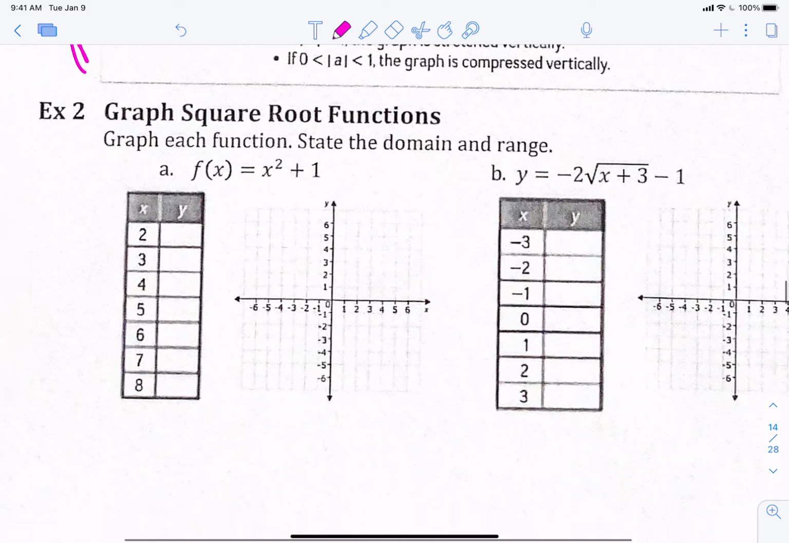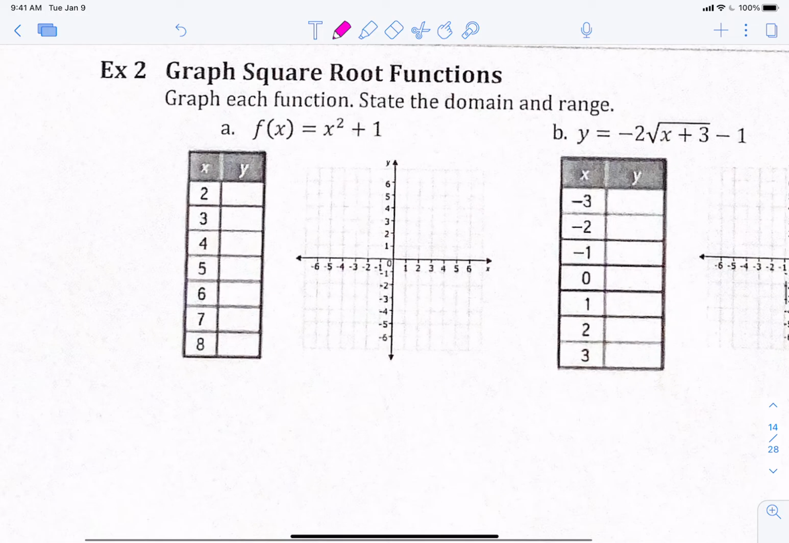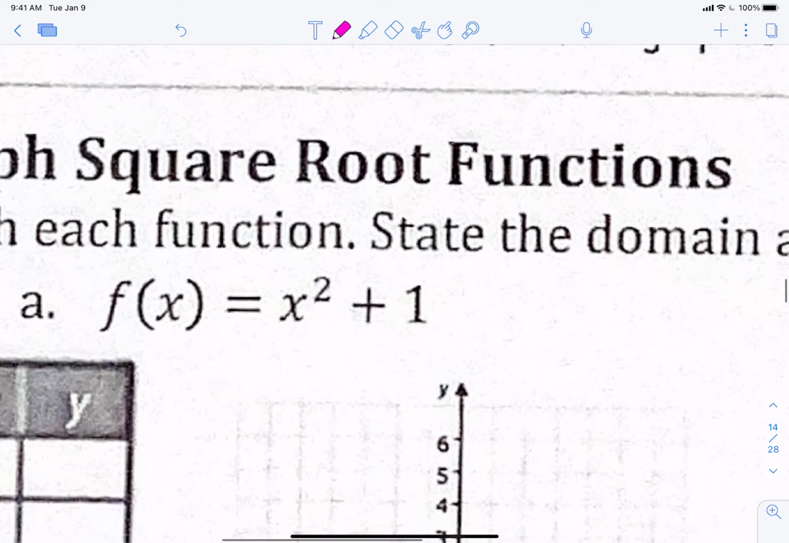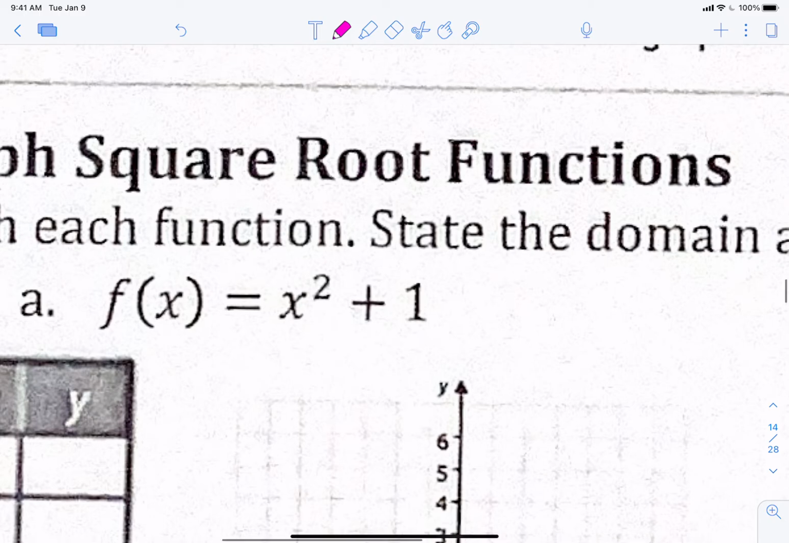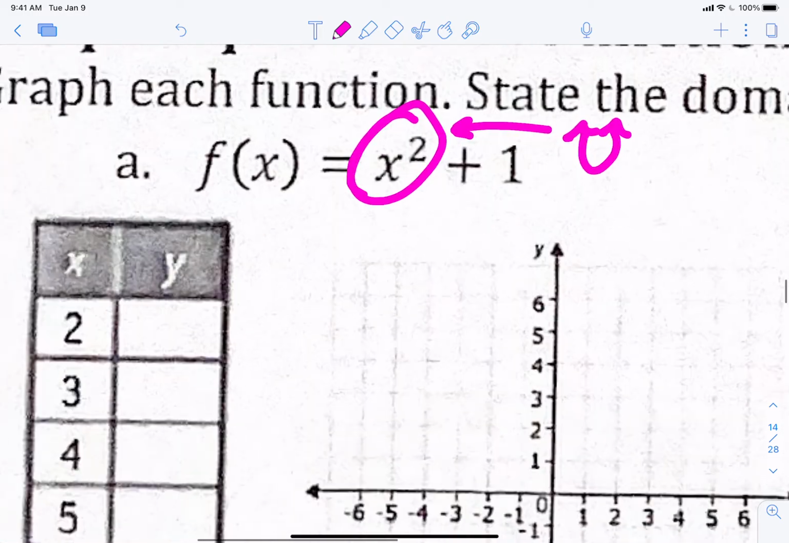Okay, all right, graphing functions. Graph each function and state the domain and range. Let's go ahead and plug these numbers in for this guy, x squared plus 1. Before we plug this in though, this guy is my parent function, x squared. What will he look like if I graph him? Just so that we have an idea. He's going to look like a parabola. Do you know what the 1 is doing? Taking that parabola and moving him up 1. Okay, so let's plug our points in.